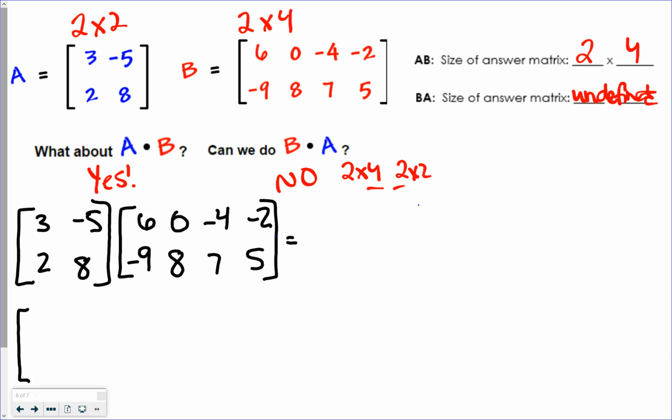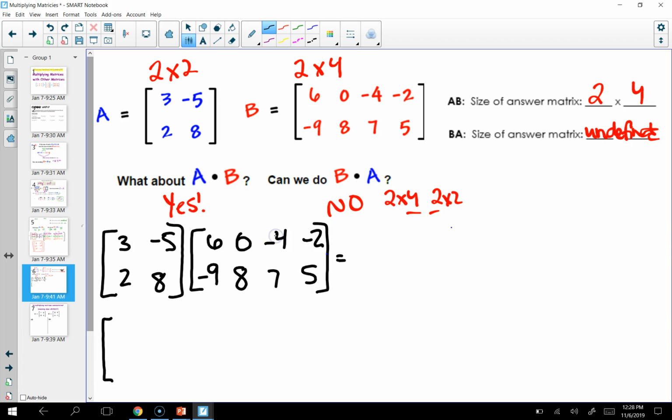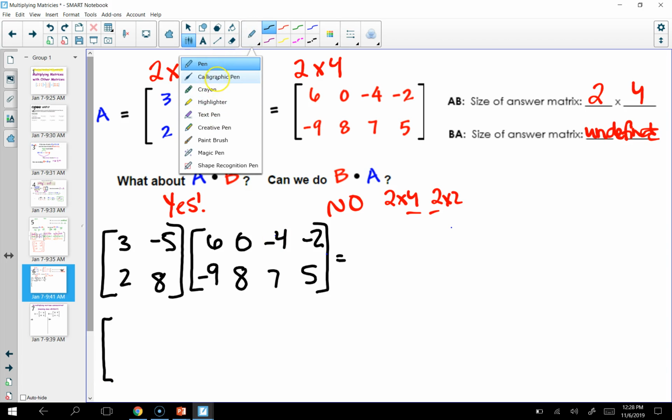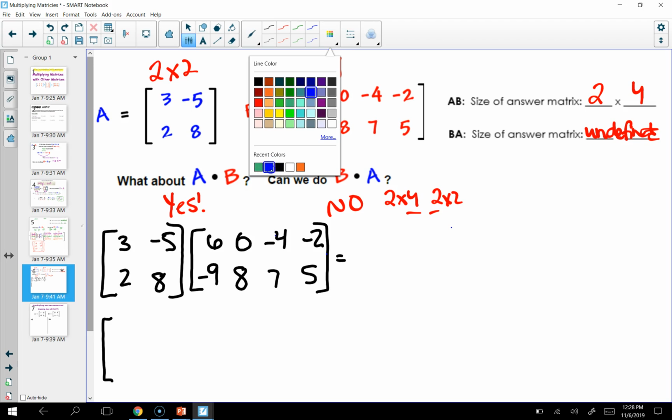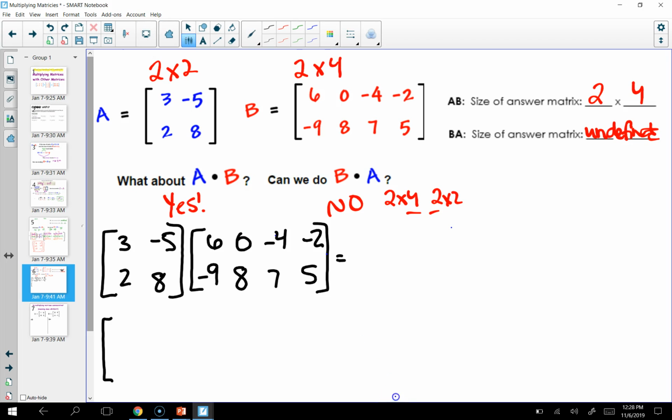It's going to be long. Because our answer is going to be a 2 by 4, right? So we know we're going to have 4 columns of stuff with it. All right? All right, I'm going to get a thin pen. All right, let's start with first row, first column. 3, -5, 6, and -9. Okay, so how do we pair those up? 3 and 6 plus, good, -5 and -9. Okay.